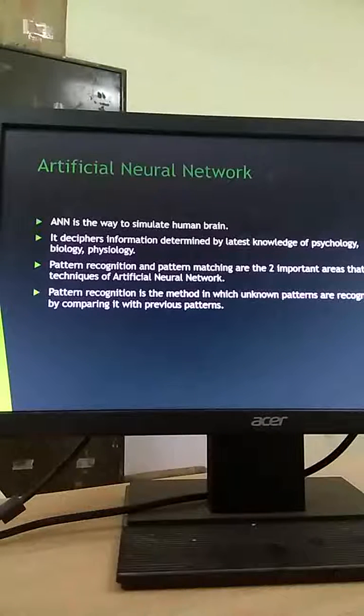My approach was to detect this obfuscated malware using an artificial neural network. So I'm just giving a brief introduction to what an artificial neural network is. The ANN is simulated on the human brain. It deciphers information using the latest knowledge of psychology, biology, and physiology. Artificial neural networks are specifically used in pattern recognition and pattern matching, and we are using a pattern matching mechanism. Pattern recognition is a method in which unknown patterns are recognized by comparing them with various known patterns.